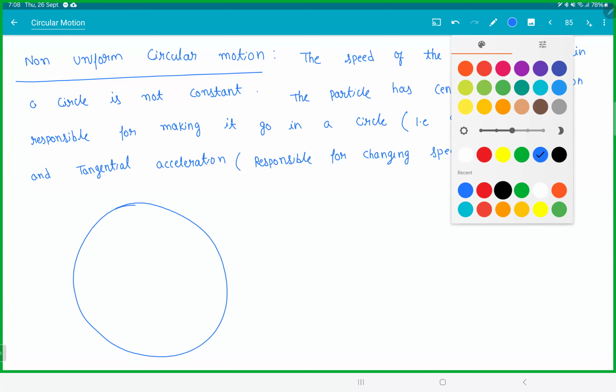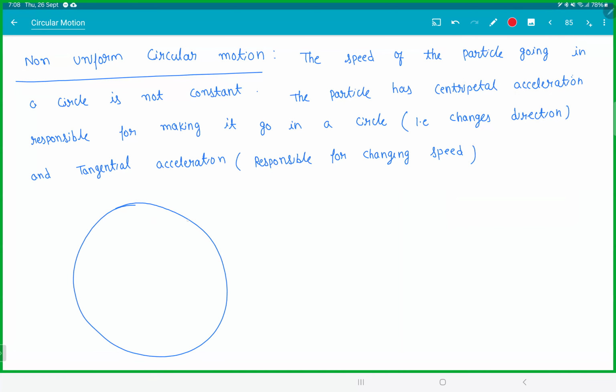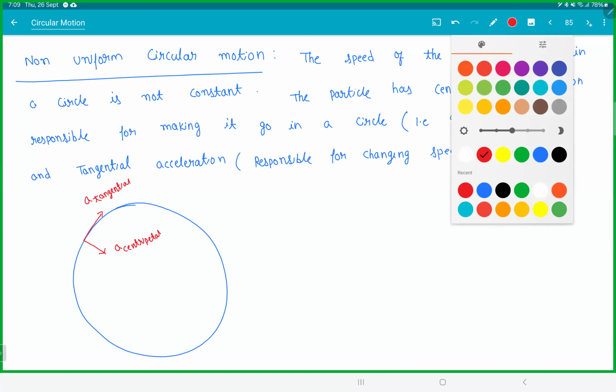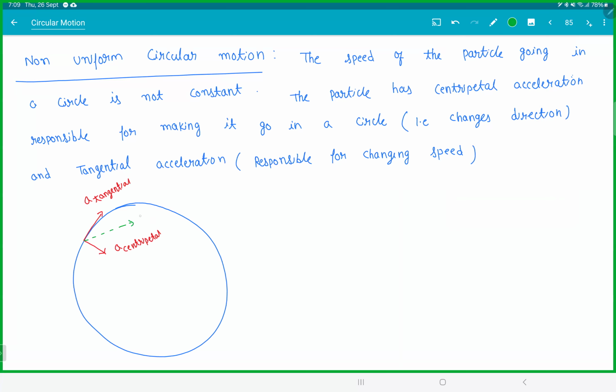So when a particle is going on a circle, this is what you will notice. You will have one acceleration, a tangential, and now you'll have one more acceleration, a centripetal. So the net acceleration will be somewhere in the middle. So the difference between uniform and non-uniform is that the only additional thing is now we have an extra acceleration which is responsible for changing your speed.